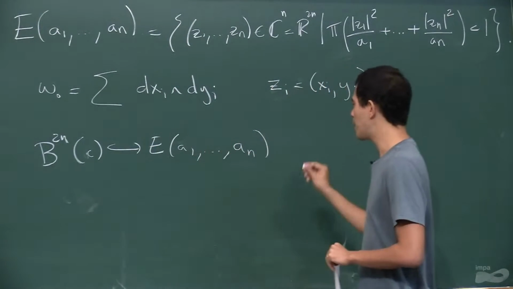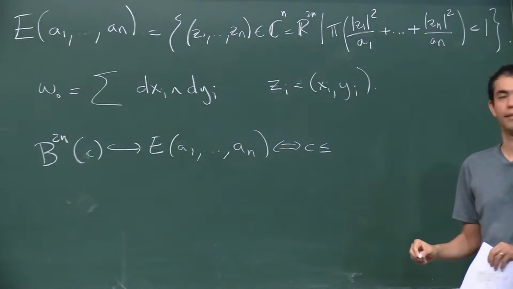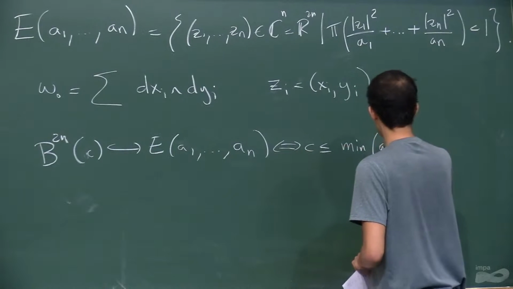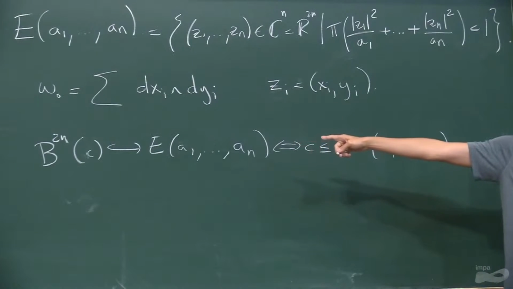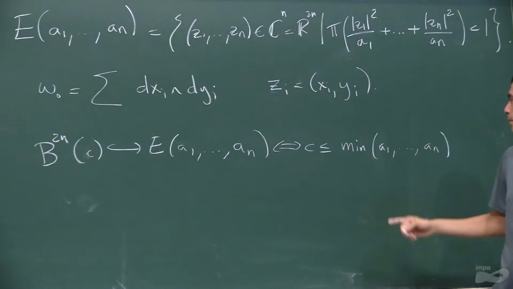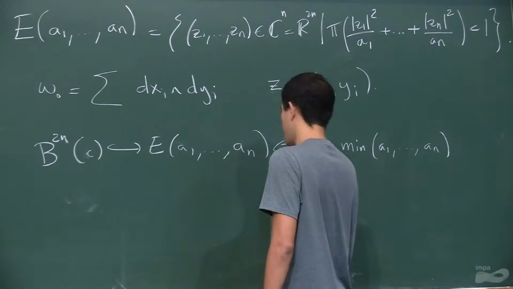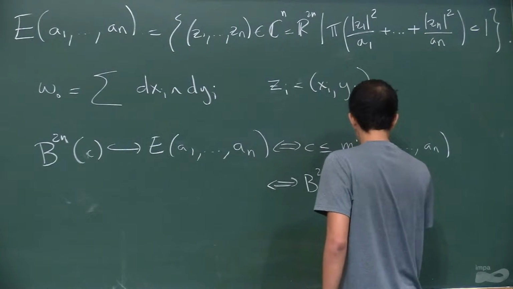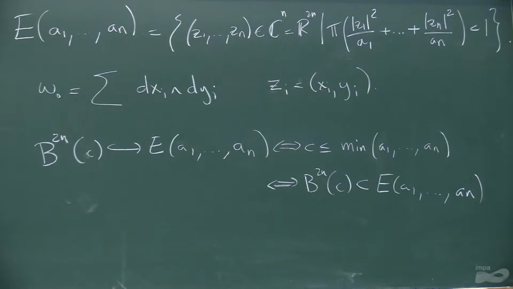this embedding happens if and only if C is less than or equal to the smallest of the numbers A1 through AN. You can check that this ellipsoid clearly fits into the cylinder with the smallest parameter, and then by that theorem, we have this restriction. So we have strong rigidity here. So this happens if and only if the ball is contained in the ellipsoid. Okay, so this direction is an easy consequence of Gromov's non-squeezing theorem.